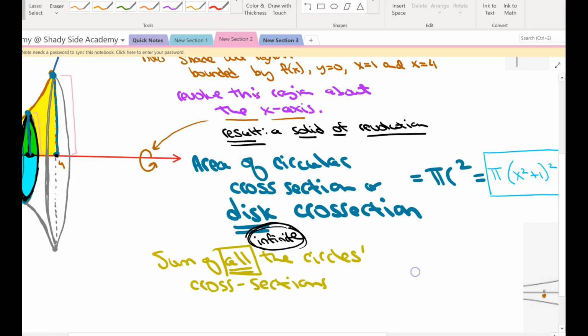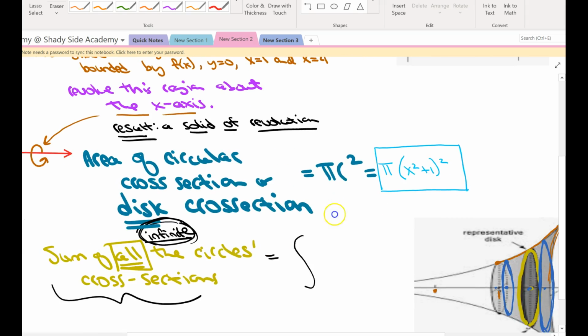And luckily we have the definite integral, okay? We have a definite integral, and we want to add up infinite entities. And those entities in this case are circular areas. And if we didn't have the definite integral, we would be stuck at this step right here, which is how do we describe the sum of infinite entities?